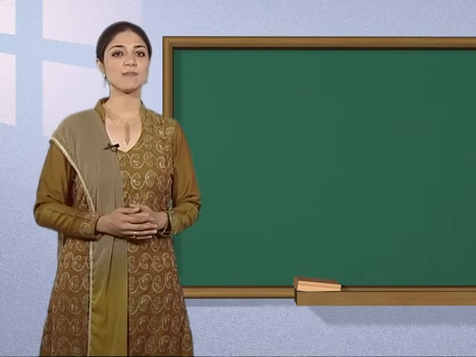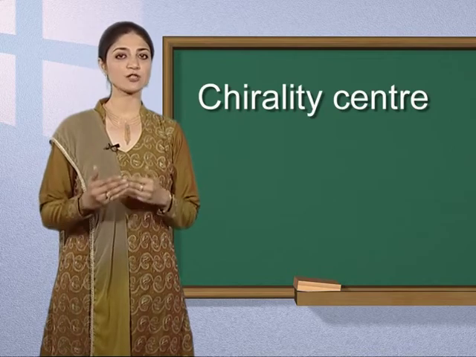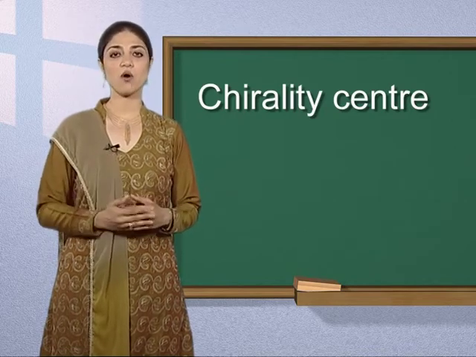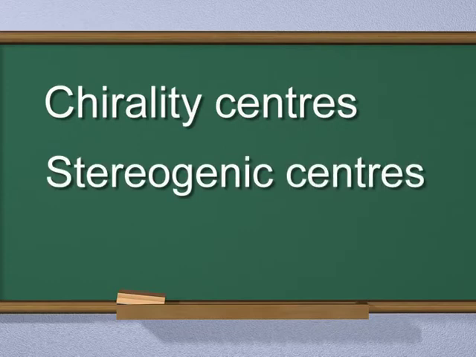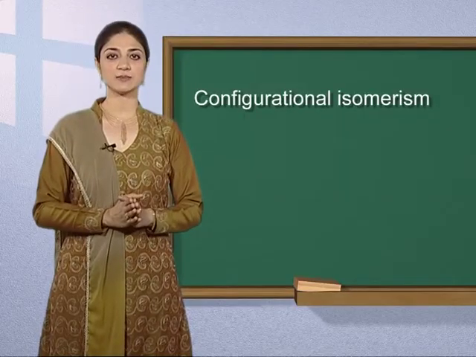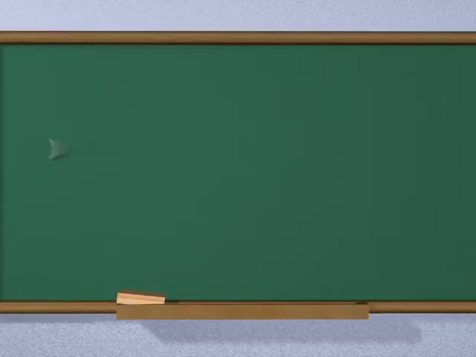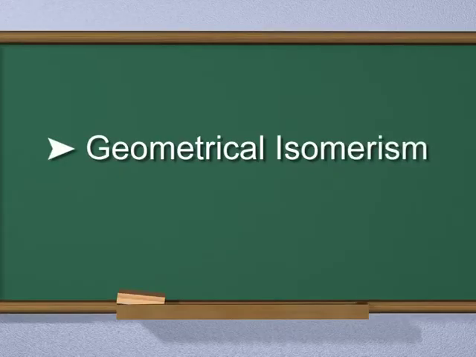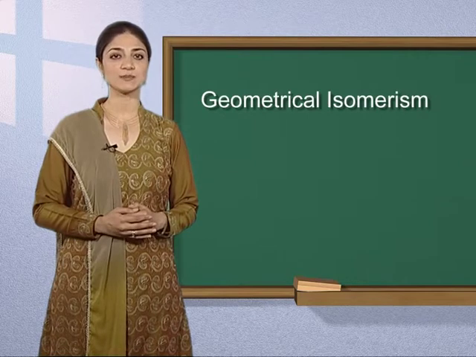So this was all about configurational isomerism. Atoms about which a molecule can have different configurations are also called chirality centers, stereogenic centers, or stereo centers. Configurational isomerism is further of two types, which are shown on the screen: geometrical isomerism and optical isomerism. Let us first discuss geometrical isomerism.